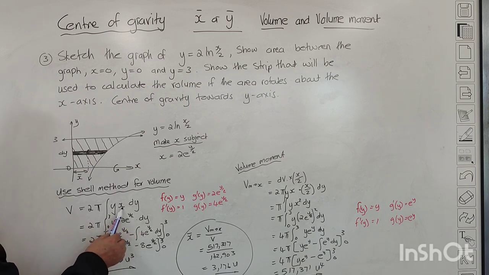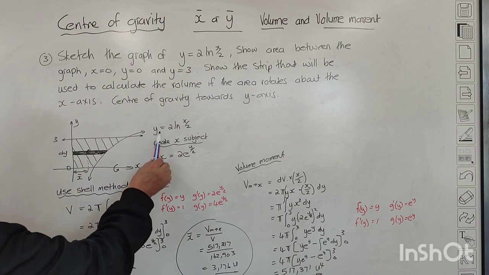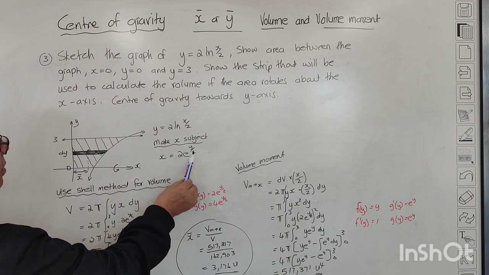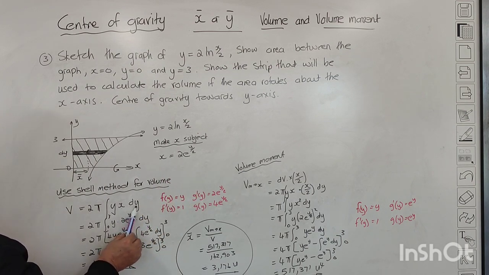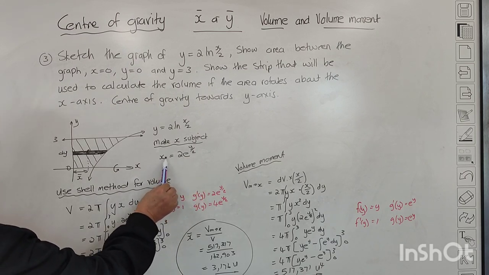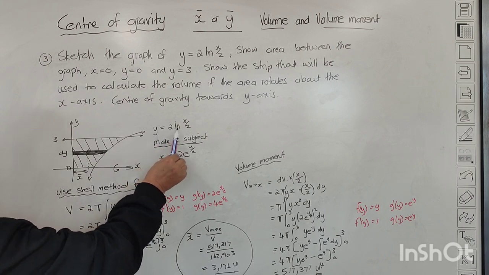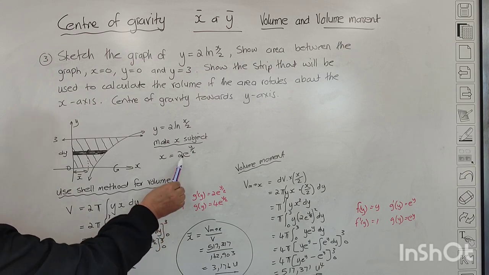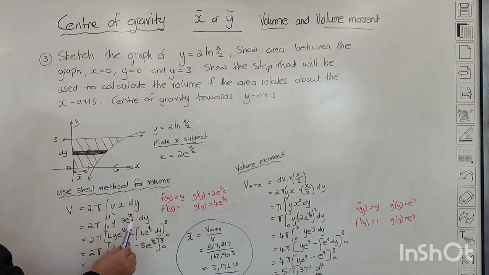Now I need to change my equation to x equals. So my equation is y equals, but I need my equation to be x equals, because I'm going to integrate with reference to y, so I need the y part in my equation. So I change it, divide by 2, the ln on that side becomes e to the exponent, multiply the 2 in, I'll get 2e to the y over 2. Substitute in my value there, but now you will see that it's y times 2e to the y over 2. You can take the 2 out or you can leave it, then this becomes a by parts.